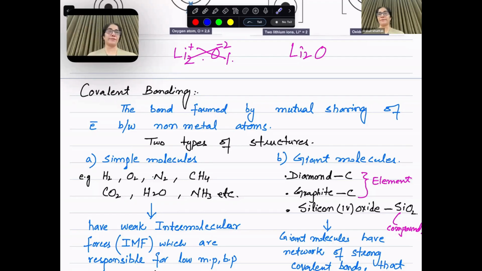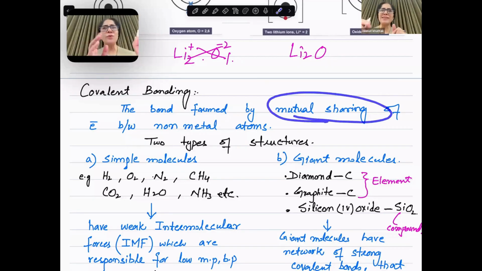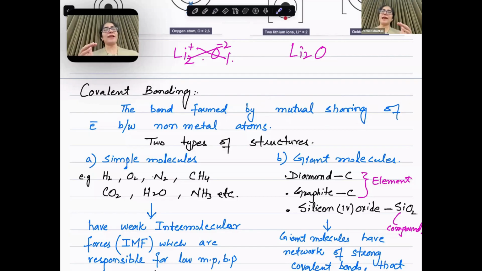Do you know what covalent bonding is? It is the bond formed by mutual sharing of electrons between non-metal atoms. Can you repeat with me? The bond formed by mutual sharing of electrons. Do you know the meaning of the term mutual? If one atom is sharing one electron, the other is also sharing one electron. If one is sharing two electrons, the other is also sharing two electrons. But why do they share electrons? To complete their last shell, the outermost shell.